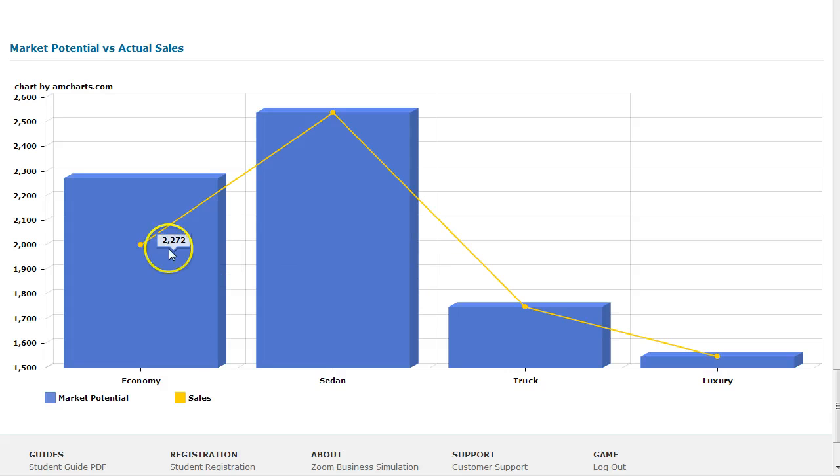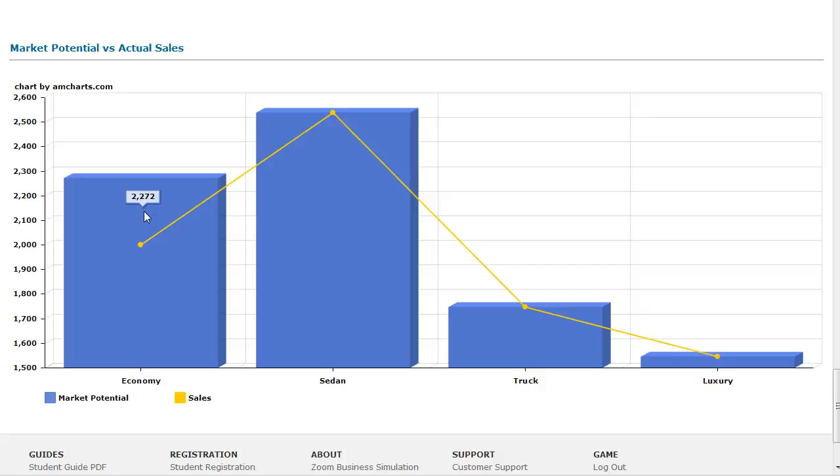And then this chart's important here, because you can see that my market potential is this blue box. So I could have sold 2,272 cars. However, in reality, I only sold 2,000 because that's the amount I built and produced. So I left on the table 272 customers who wanted to buy my car but couldn't buy it because I didn't have enough cars built. So that's a key thing to look at, especially when you're forecasting in future rounds.